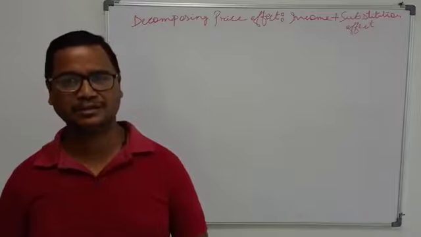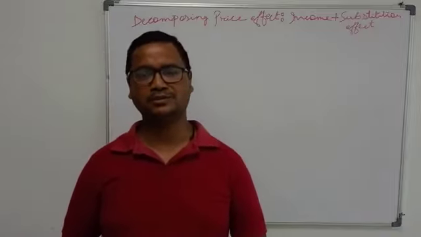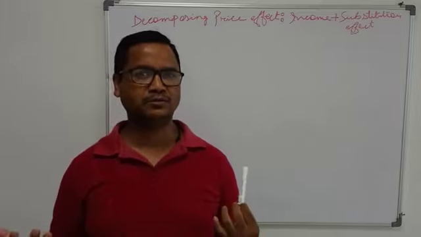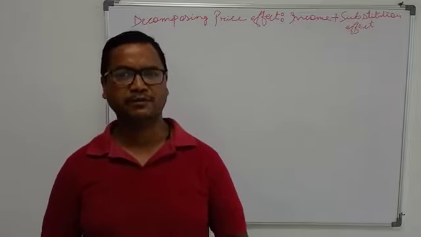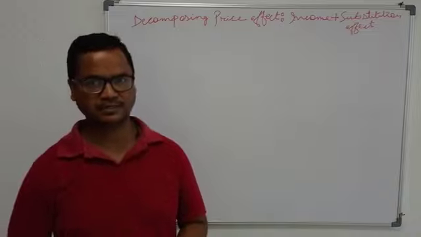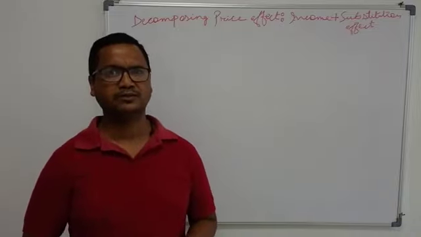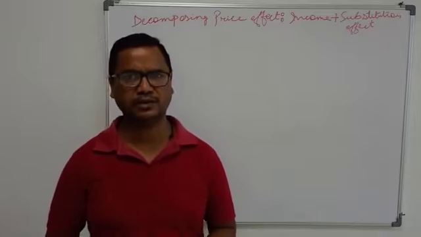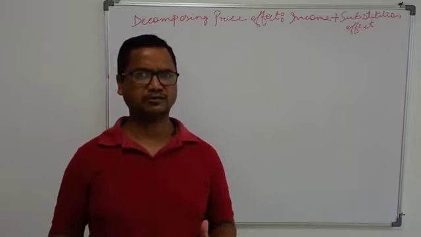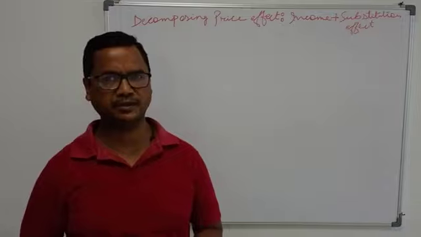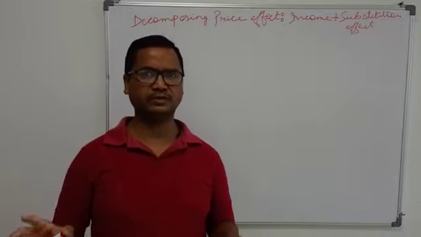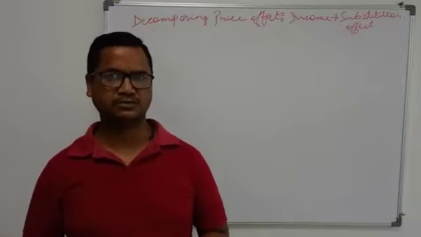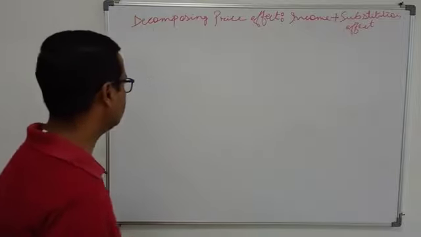Today we'll be discussing the decomposition of price effect into substitution effect and income effect. We have already prepared two videos on the substitution effect, price effect and income effect, so please visit those videos before watching this one. We are going to discuss the decomposition of price effect for three commodities: normal goods, inferior goods and Giffen goods. Let us start with normal goods.